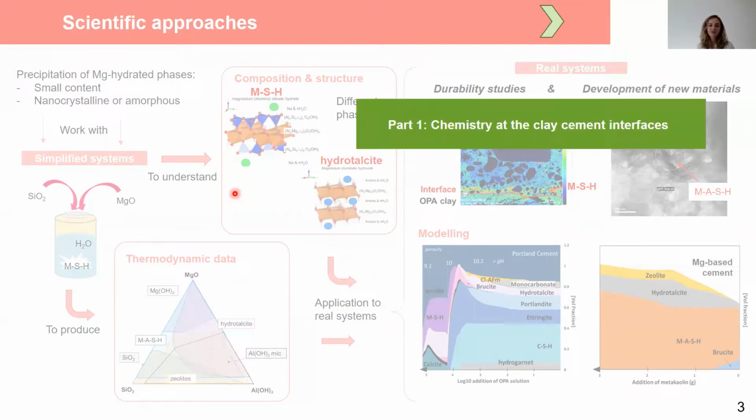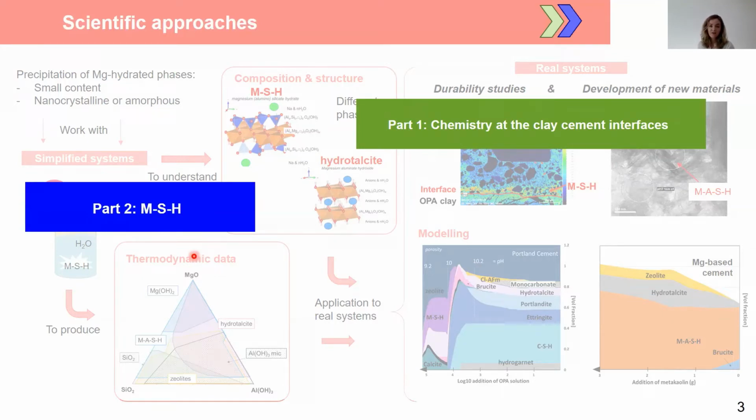So I will start this presentation with a study I was part of when I was at the University of Bern. It's an interface between claystone and concrete. I chose to study this degradation because I think this is a good example to highlight why we need to work with simplified systems.